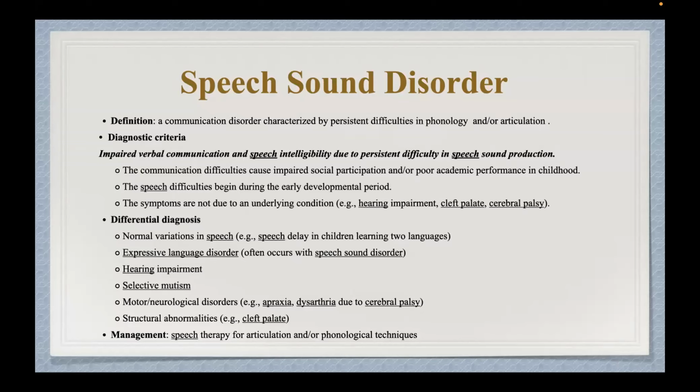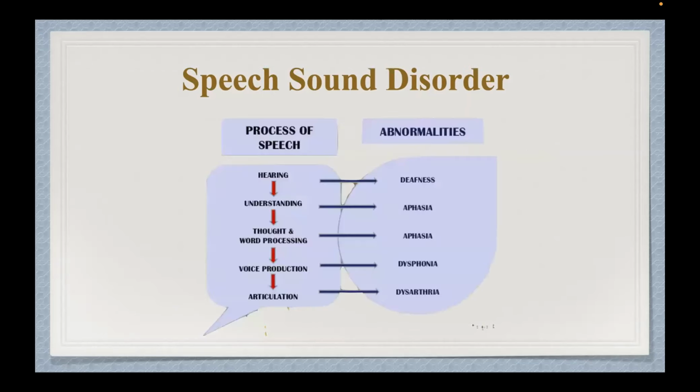Differential diagnosis: we can basically diagnose if we see a speech delay in children, especially. Expressive language disorder: the patient is not able to express themselves. There can be hearing impairment, selective mutism, etc. Management: we can take the patient to a speech therapist to find out what the problem in phonology or articulation is, and then solve the problem accordingly.